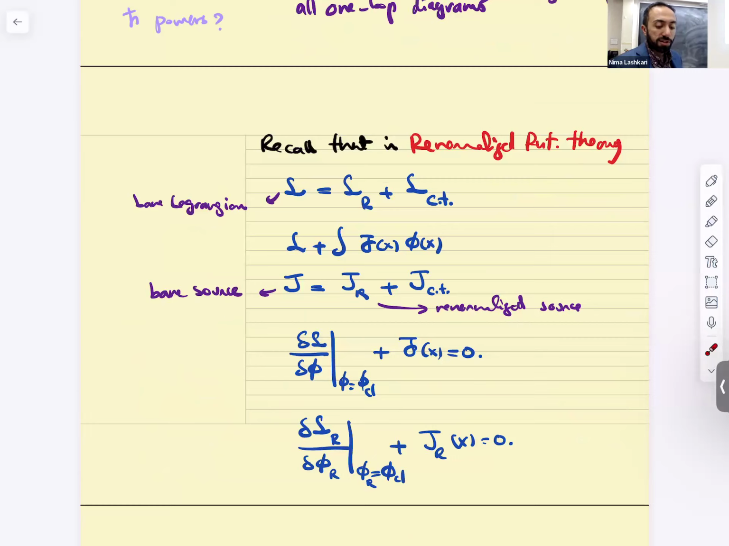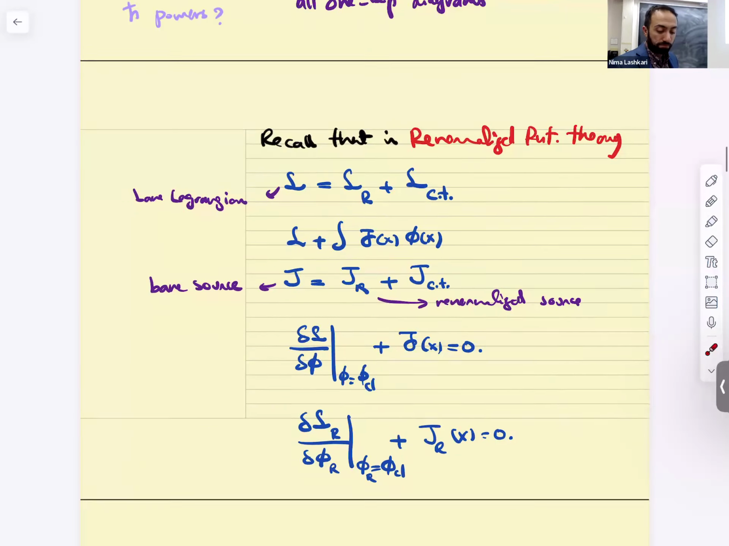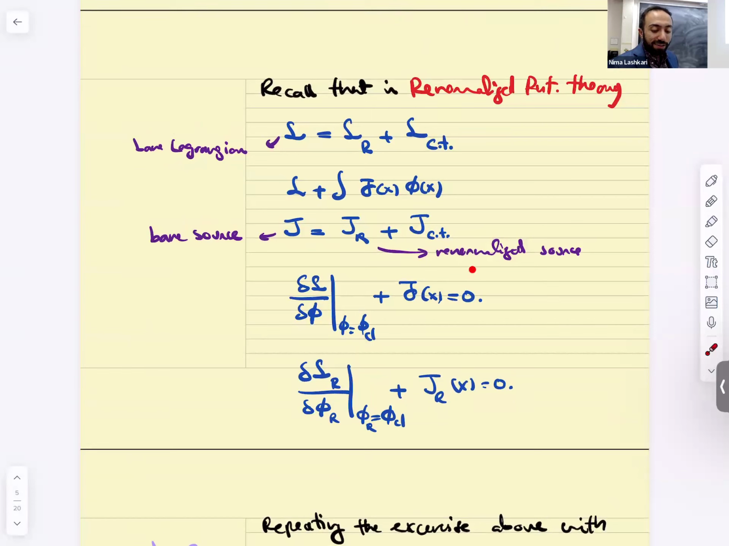You take your bare Lagrangian, write it as the renormalized Lagrangian plus counterterms. Now, in our bare Lagrangian, we also had the bare source and bare field coupled to each other. There will naturally be a splitting of the bare source into renormalized source plus some things that look like counterterms, because it's a rewrite. Now, the same way that this equation holds for the bare J, this equation will hold for the renormalized J.